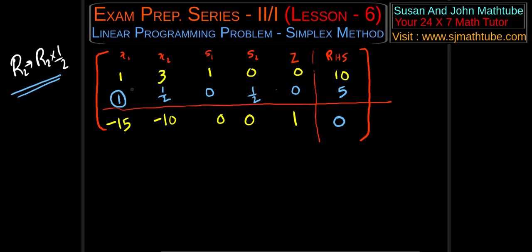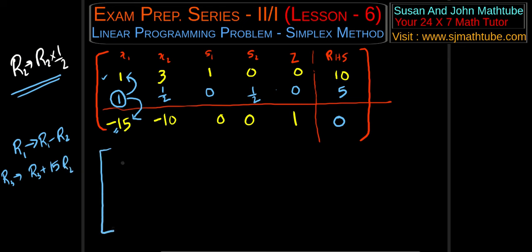Now the next thing to do is you have to make the elements just above and just beneath this 1 into zeros. So I'm going to write the operation here. Our target is in the first row, so R1 changes to R1 minus R2. And then our target is in the third row. So we write R3 changes to R3 plus 15 R2. So we get something like this.